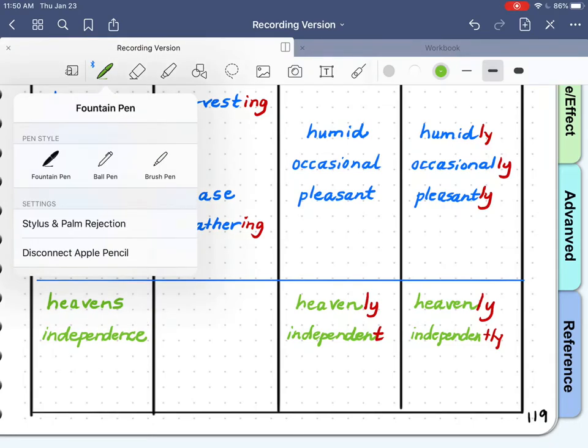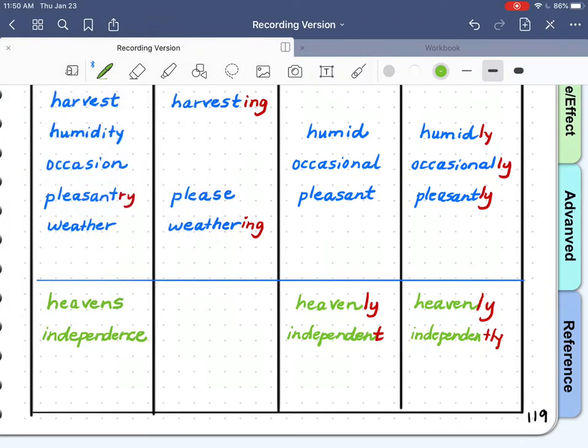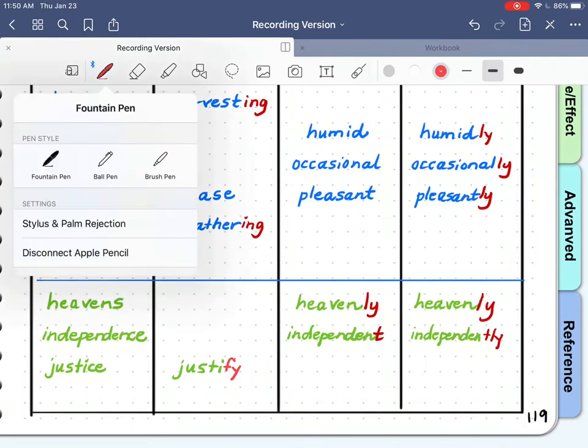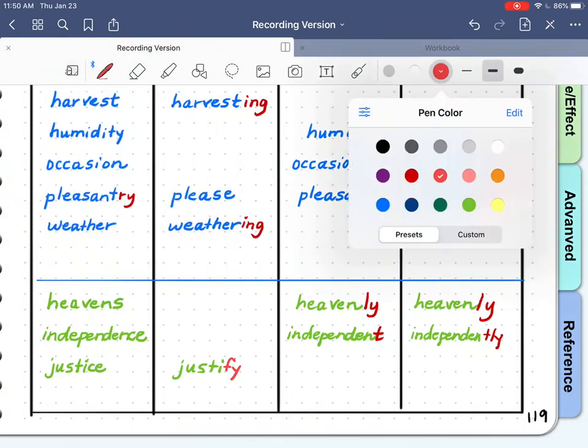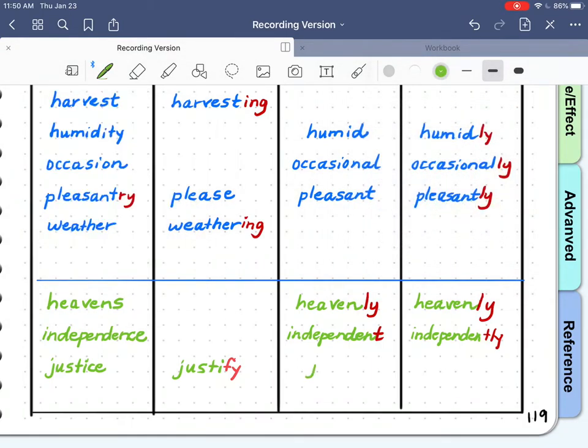Okay, the next one is justice. And I can think of a verb on this one that's in the family. Justify. Justify. That's an action. That's a verb. The adjective form of this word is just. If something is fair, it's just.